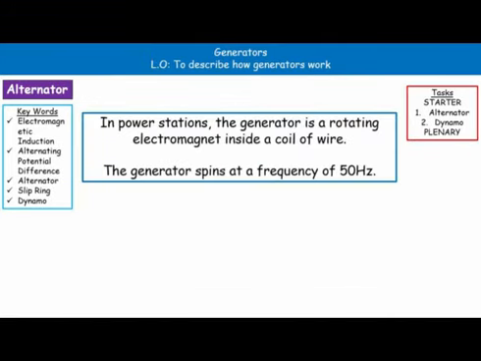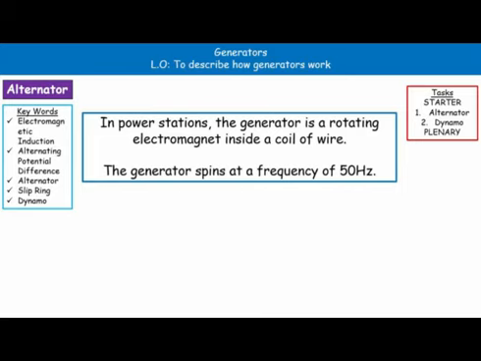One of the key places that we actually find these alternators is in a power station. So what we actually have is this massive coil of wire all the way set up through our power station. So we've got numerous versions of this setup. And what we actually find is that the generator is a rotating electromagnet inside those coils of wire. And they're going to be spinning at a frequency of 50 Hertz.